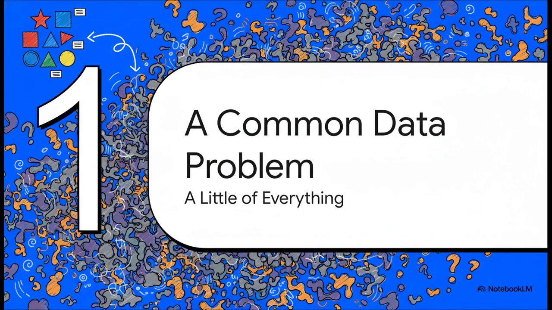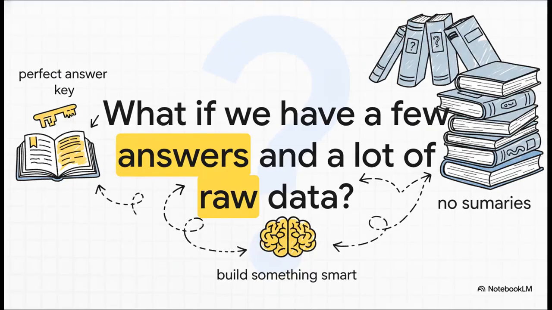Okay, first up, let's paint a picture that I think anyone who's ever wrangled data will know all too well. It's that classic situation where you've got a little bit of beautifully organized, labeled information, and then just a whole lot of, well, everything else. And this, right here, is the fundamental question. What if you have just a few answers, but a ton of raw data? It's kind of like this.